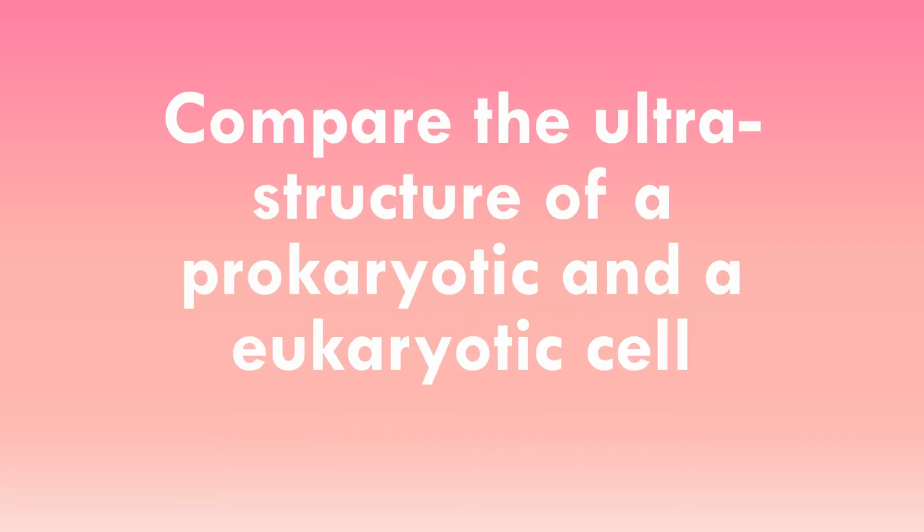This is one of your first criteria on your assignment, and you're asked to compare the ultrastructure of a prokaryotic and eukaryotic cell. So we'll be going through what each are, the common features of them, and we'll be looking at the end to see a comparison. And when we're looking at a comparison, we are looking at the similarities and differences between the two.